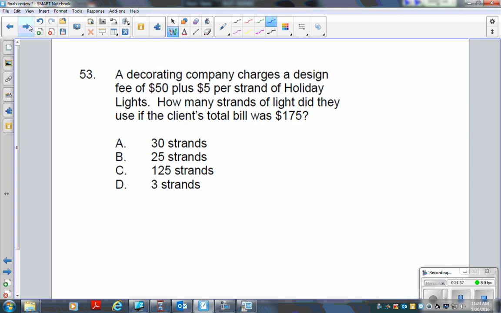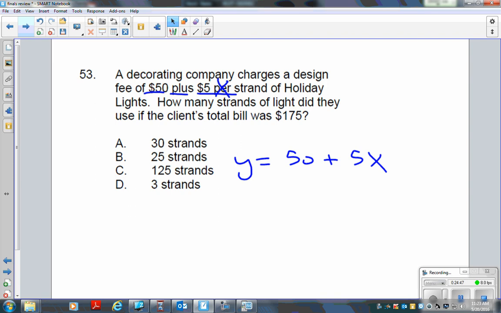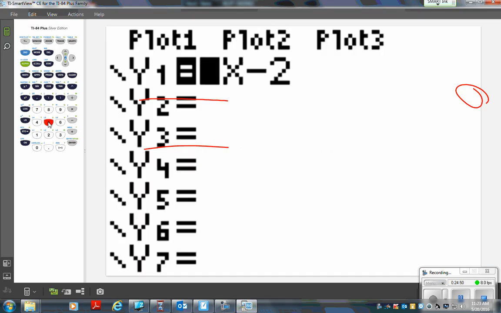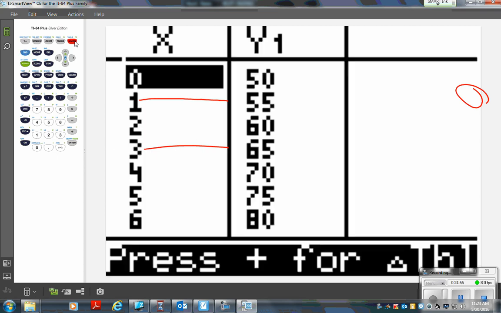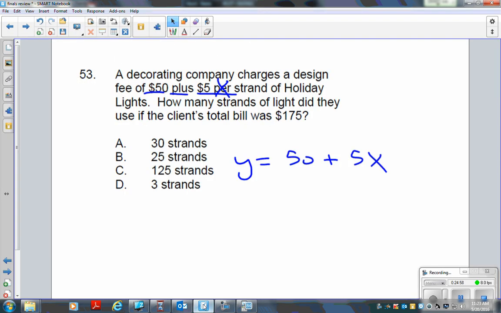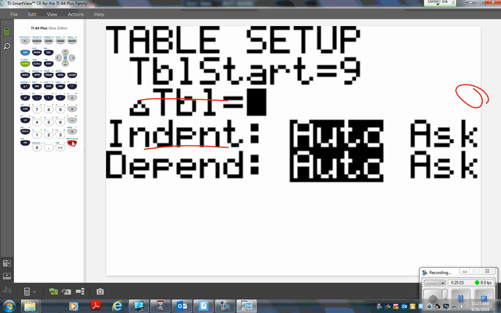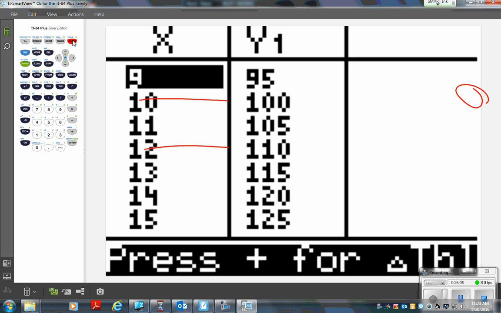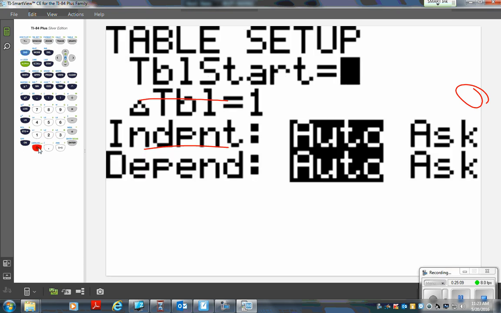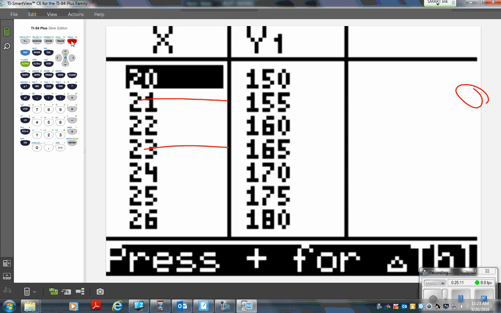All right, again, it says per means x. So we know that this is 50 plus 5x. So let's go ahead and plug that into the calculator. And we're taking a look on this table until we find 175. Keep going. And 175 is right there.